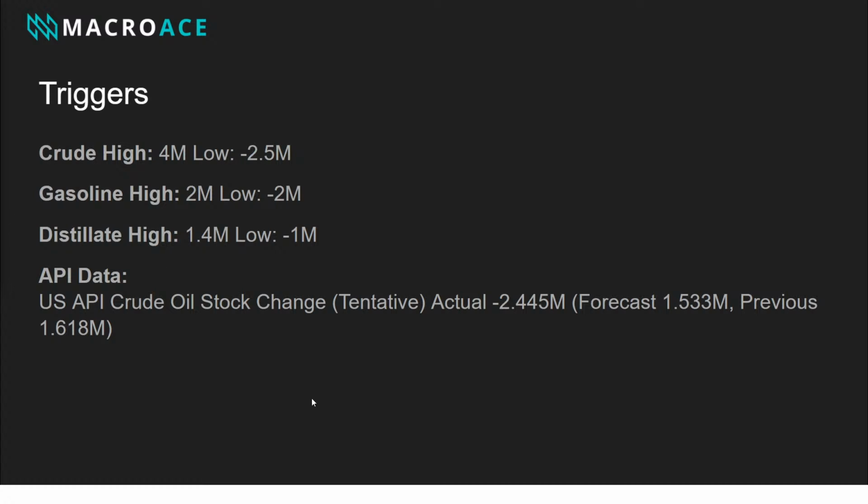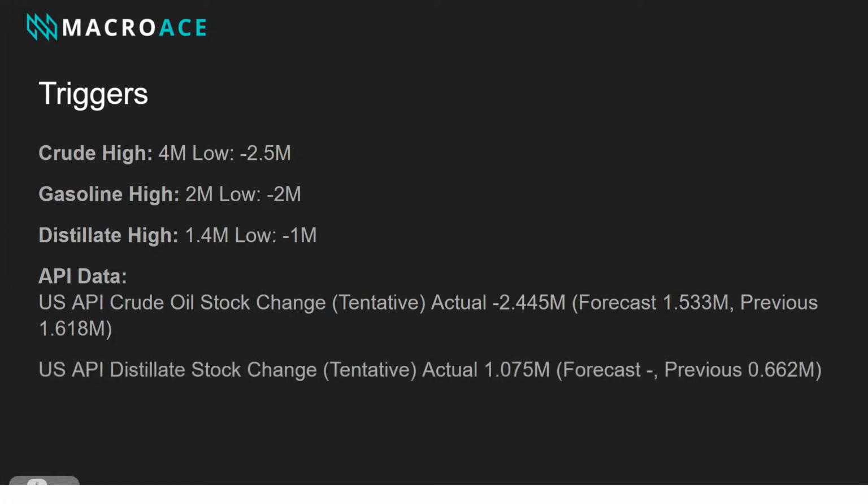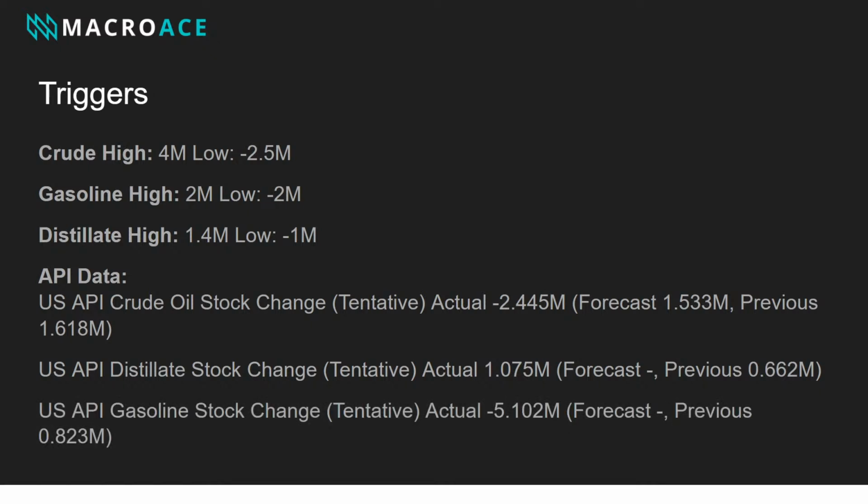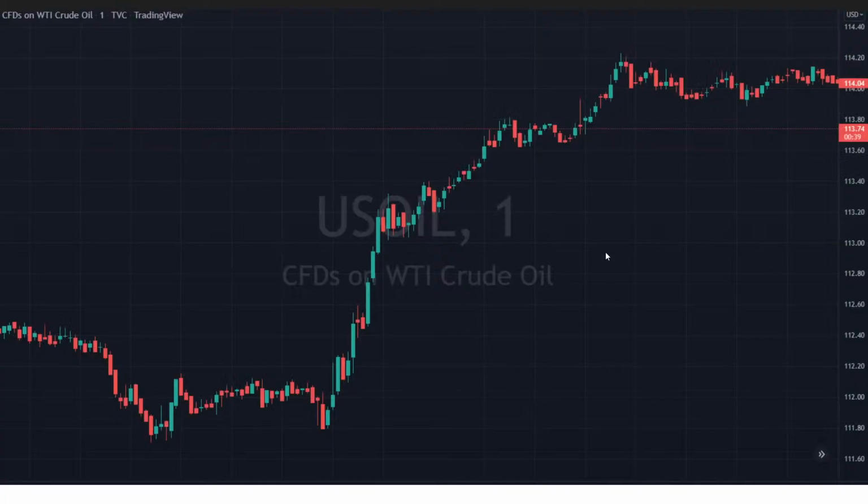So then, with the other bits of data, API distillate stock change came out as a build at 1.075 million compared to the prior of 0.662 million, and then gasoline stock change showed a draw of minus 5.1 million compared to the prior of 0.82 million. So more or less, overall there was a draw in the API inventories data that we'd seen, and the market reaction was this.